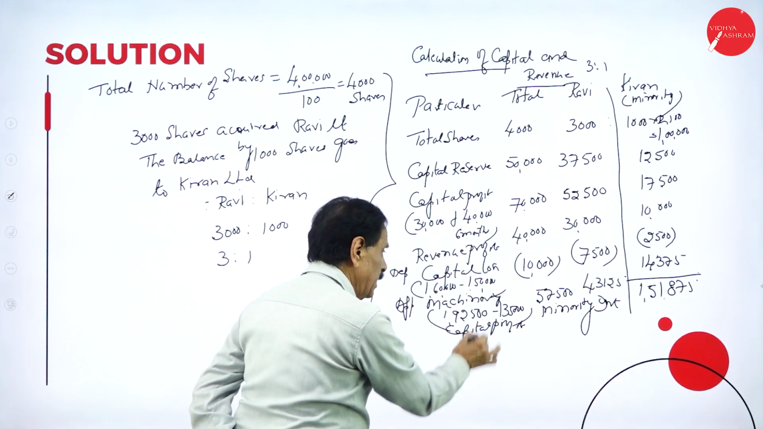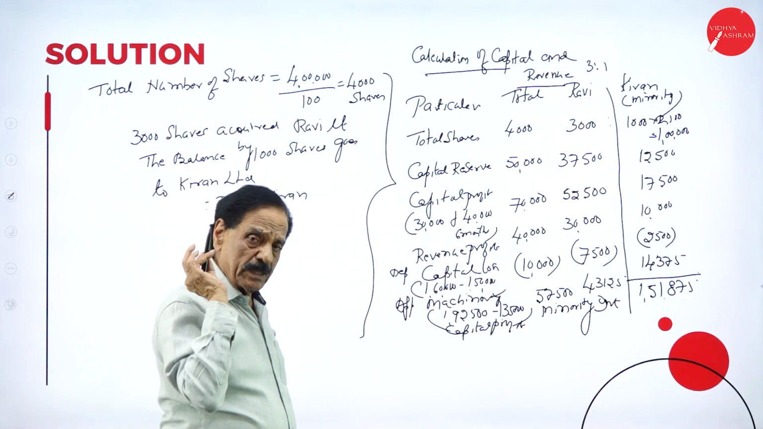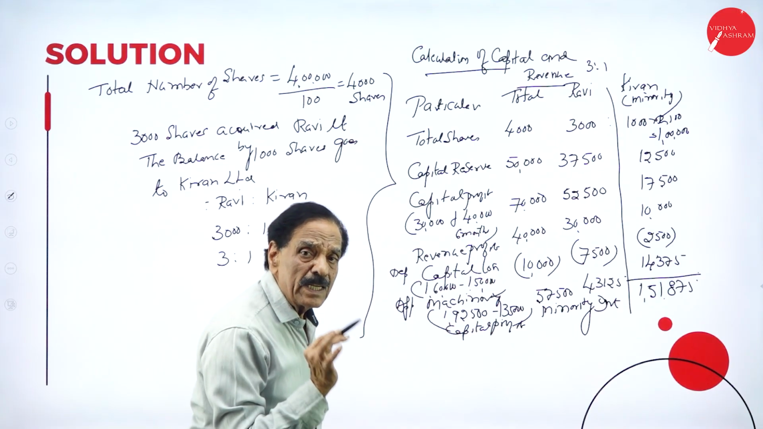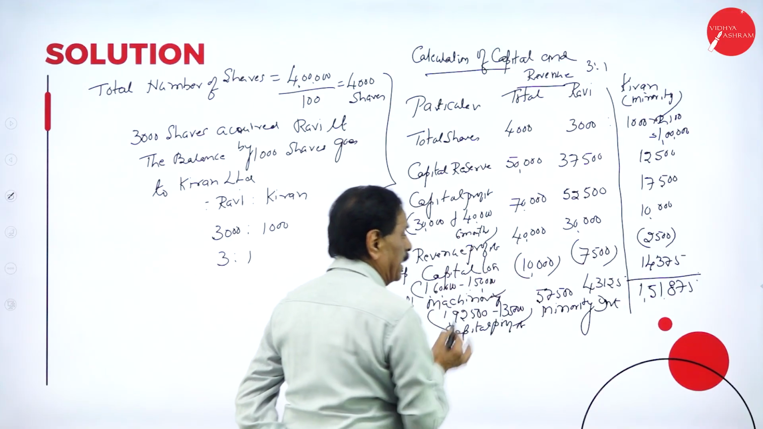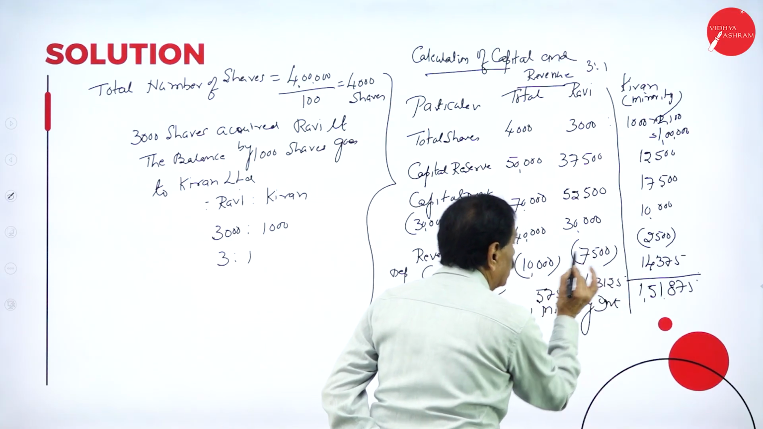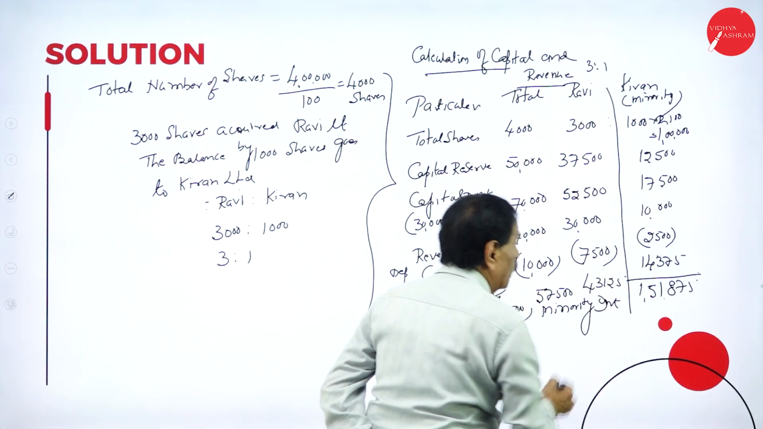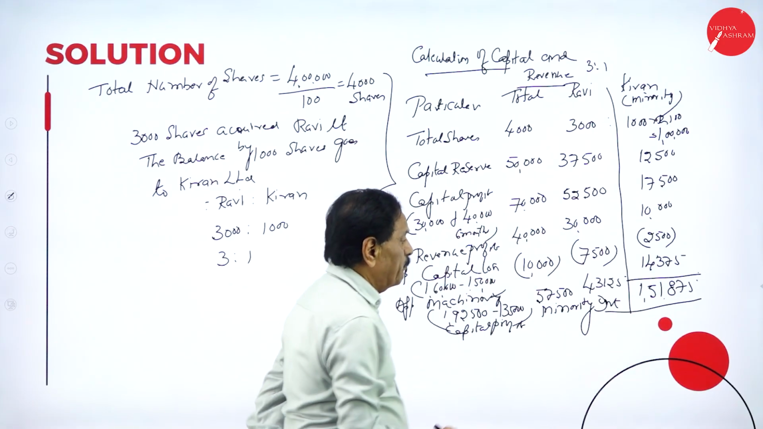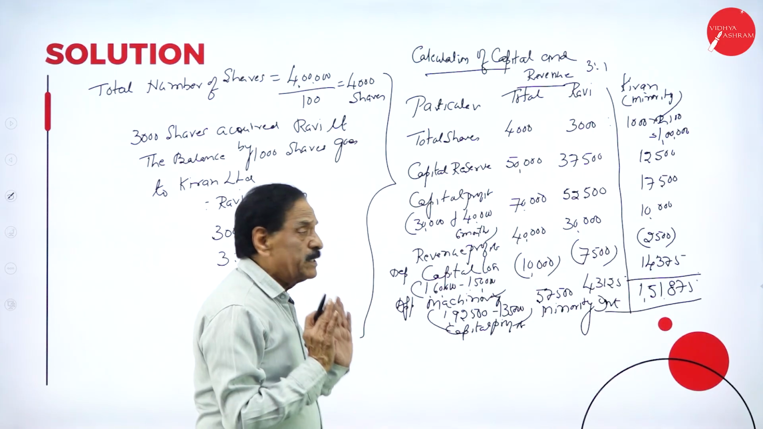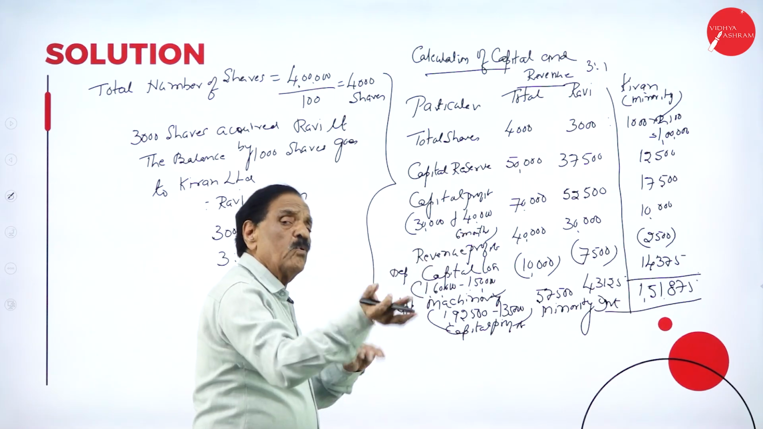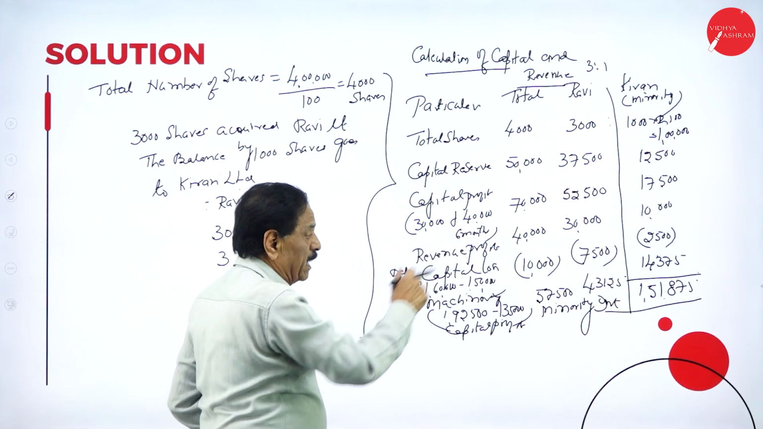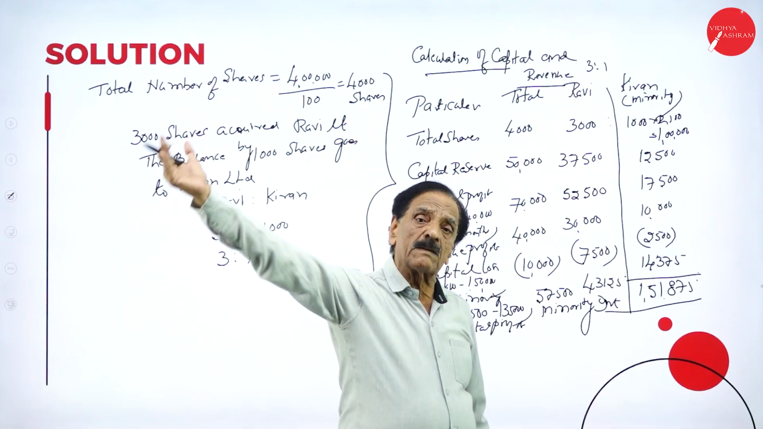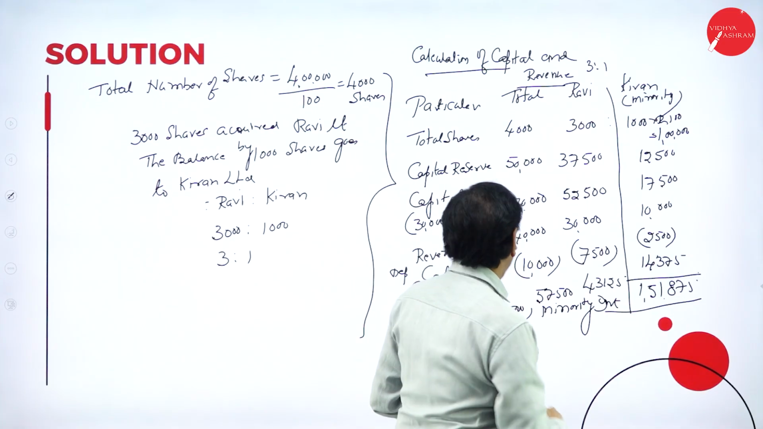Then regarding the machinery, it was 1,35,000 in the balance sheet as book value. Today's market value is 1,92,500. There was an increase of 57,500. 3 by 4 is 43,125. Then 1 by 4 is 14,375. If we add all these things, we get 1,51,875 as the minority interest, which goes to Kiran. Who has to pay? Ravi has to pay Kiran how much money? 1,51,875. It will appear on the liability side of the balance sheet. This is the first working note.